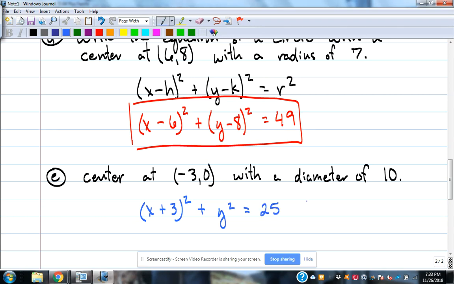There you go. Good job. A diameter is all the way across the circle. Remember, our equation has a radius in it, so we've got to take half of that. It's 5, and then square it. So that's where the trick comes in on that. That's what makes this one a little tougher because of that.